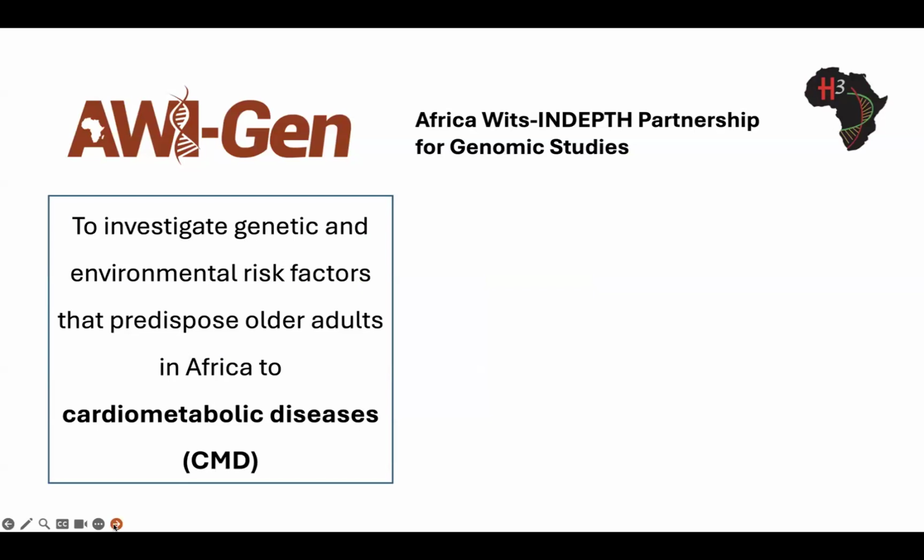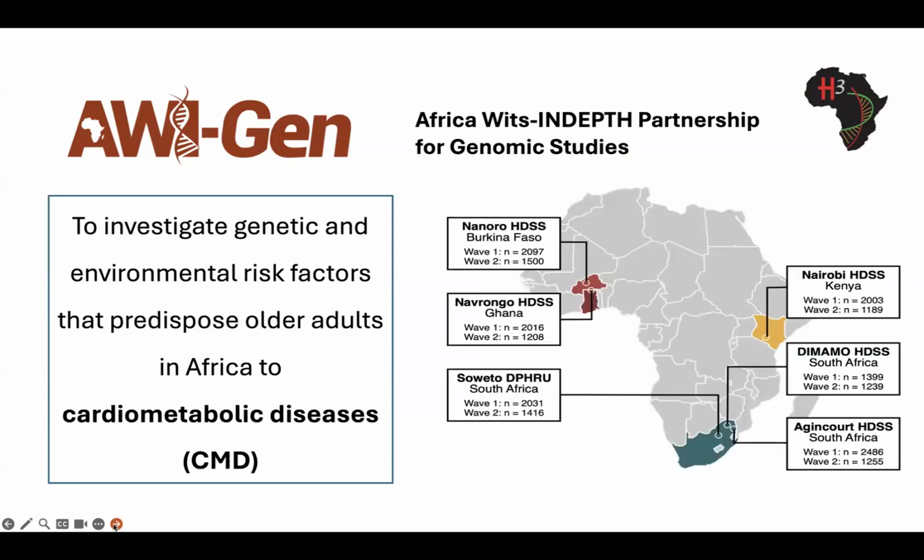So this is a study that we ran under the H3 Africa consortium called ABIGEN, and that stands for the Africa WITS In-Depth Partnership for Genomic Studies. And we did this study because we wanted to understand the genetic and environmental risk factors that predispose older adults in Africa to cardiometabolic diseases. So we started the study wanting to include 12,000 participants from all these 6 sites that we're showing here. So we had 2 sites in West Africa, 1 in East Africa, and 3 in South Africa.